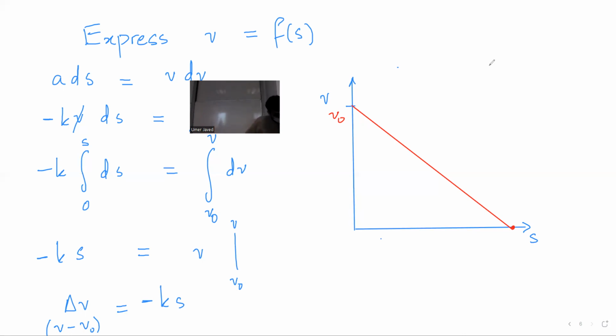ST for S2, right? Because S1 is 0. S1 is 0, and so S2 will be... instead of S2, I started using the word S.